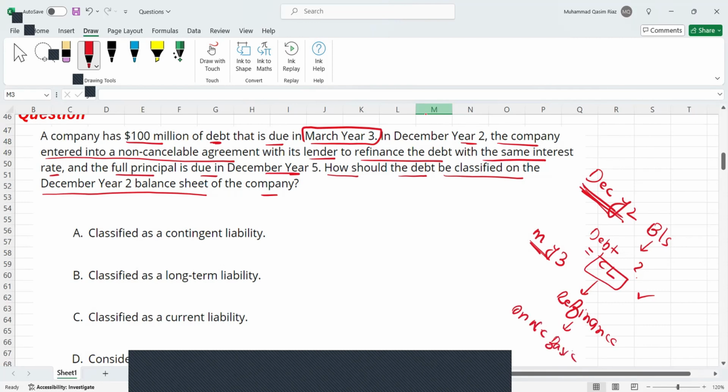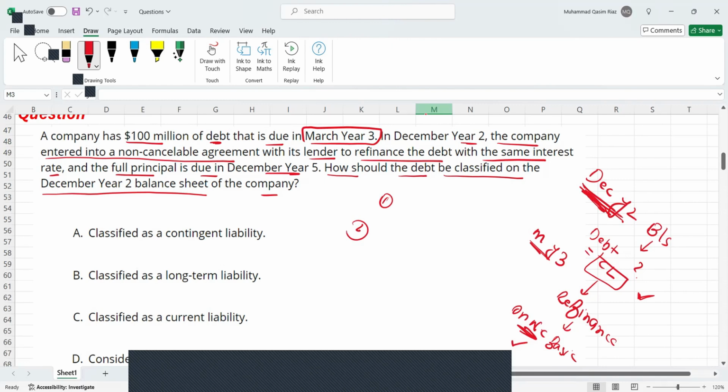Like for example, I'm just giving an example, let's assume I have taken a loan and that was due in just 3 months, but I am going to enter into another contract and I'm going to refinance this liability on non-current basis. So if this is the scenario, now the question is, should we record this liability as a current liability or as a non-current liability? So we have to check 2 points. Whenever there is a refinancing option, you have to check 2 points.